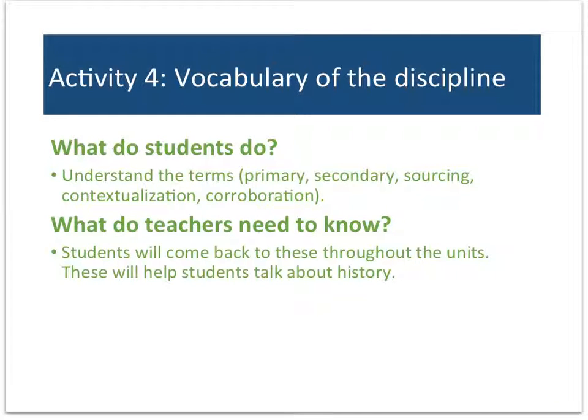So what students are going to end up doing is focusing on the vocabulary of the discipline. What I mean by the vocabulary of the discipline are those words that help students talk to each other about what it is that they are doing when they're reading history. So in this lesson, they have come across primary and secondary sources. They've learned a little bit about sourcing and contextualization and corroboration. Now, the reason they need to understand these now is they're going to come back to these terms and add others as they go throughout this unit, and they're going to help students talk about history.